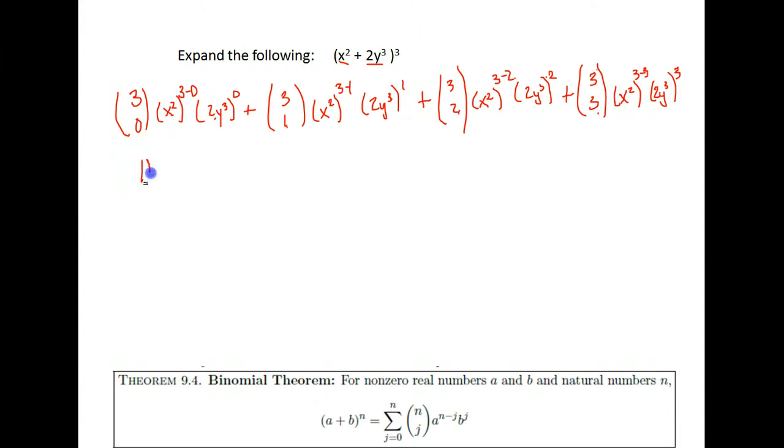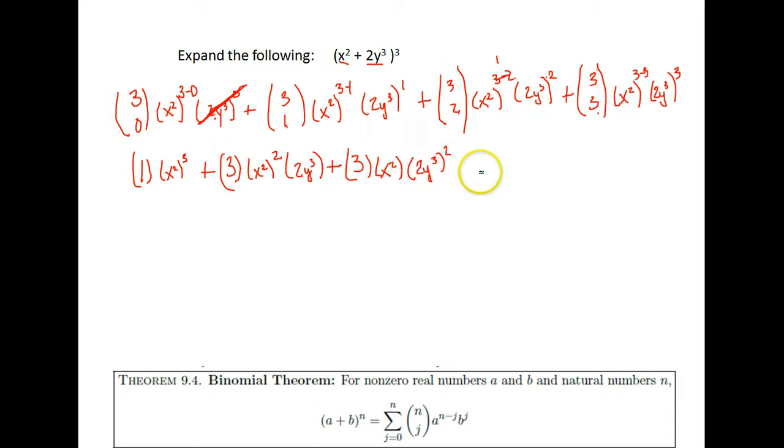3 taken 0 just leaves me with 1. This would be x squared to the 3rd power, and 2y to the 3rd, anything to the 0 power is just 1. Okay, here, 3 taken 1 at a time is just 3 times, so give me x squared to the 2nd power when I do 3 minus 1, times 2y to the 3rd to the 1st power, which is just 2y to the 3rd. Plus, here, 3 taken 2 at a time is also 3. Then we have our x squared is going to be to the 1st power. 3 minus 2 is 1, so we just get x squared. And then 2y to the 3rd squared.